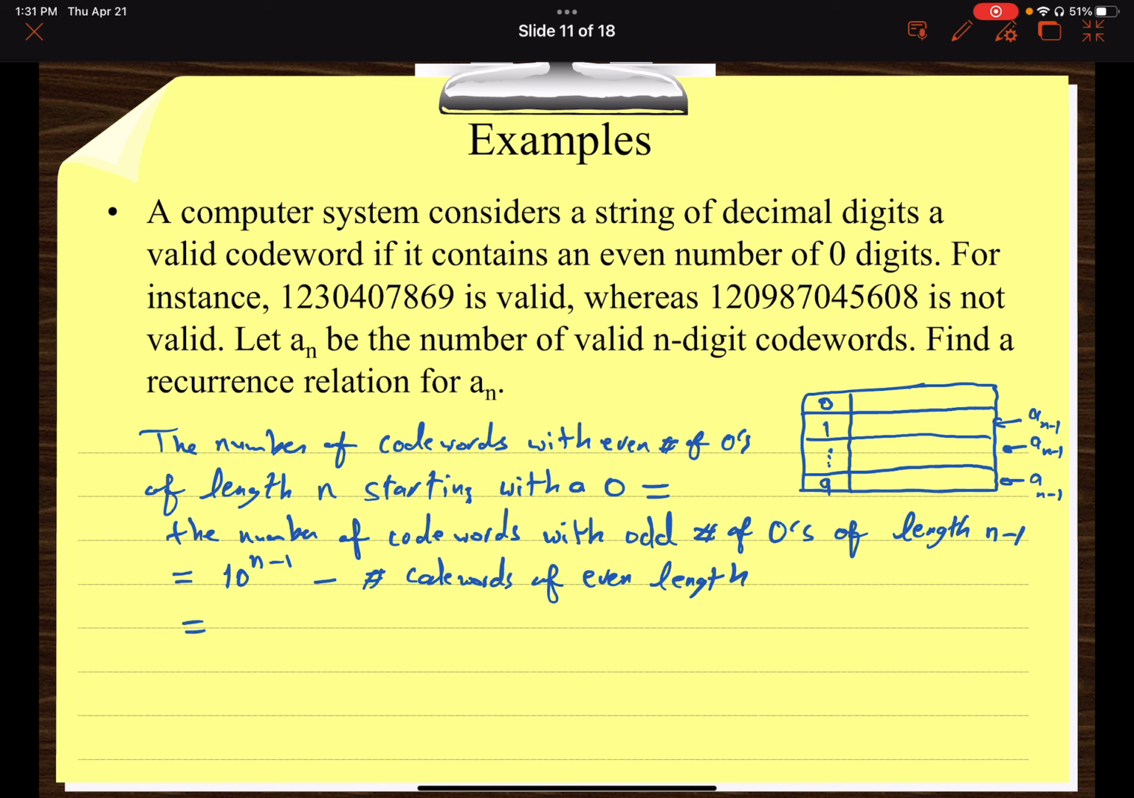So this is equal to 10 to the power n minus 1, minus the number of code words of even, not even length, of even number of zeros, of length n minus 1. So this is 10 to the n minus 1 minus a n minus 1, right? Clear? So what is this equal to?